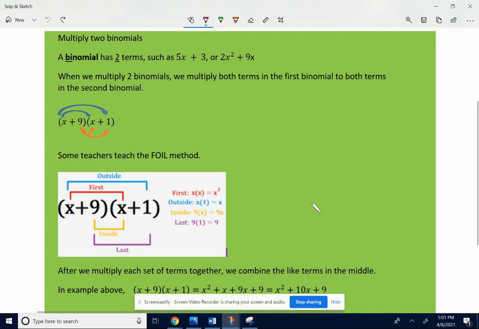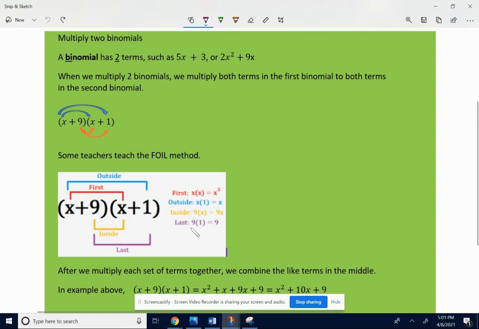Some teachers call this the FOIL method. Some teachers don't like that. I'll just briefly go over it because I think it'll help with some things I'm going to do later. So FOIL: F is for first, O is for outside, I is for inside, L is for last.